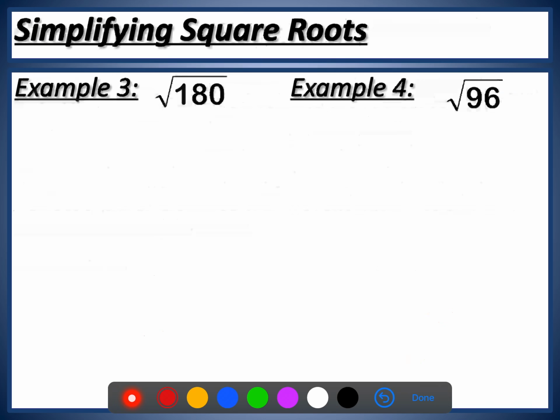Maybe we have numbers that are slightly bigger now. You take your list of perfect squares, and again, you divide from the bottom up. So what will this split into? This is going to be 36 and 5. The square root of 36 is 6. We don't know 5, so we leave that inside the radical.